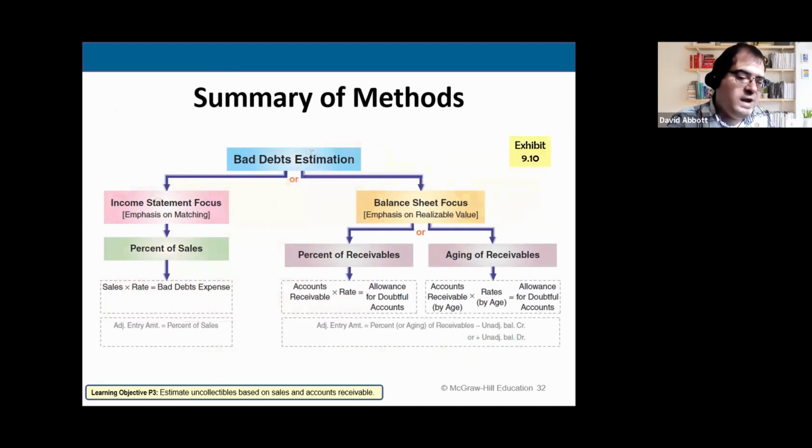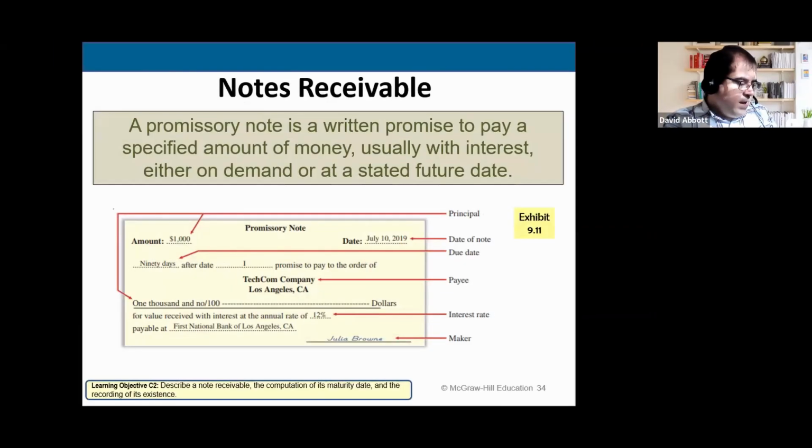So now this diagram summarizes the three estimation methods and their focus of analysis. The aging of accounts receivable method focuses on specific accounts and is usually the most reliable of the estimation methods. So now we're going to start talking about notes receivable.